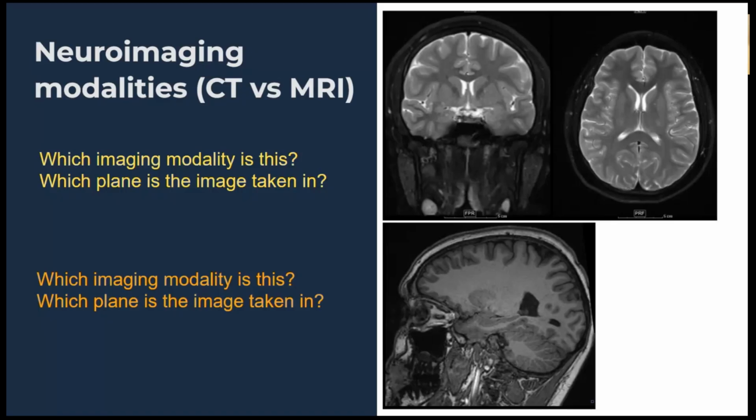And then the second image at the bottom of the screen is a sagittal T1 weighted MRI. That's because you can see that the fluid's quite dark, the fat is white, and then with the grey and white matter, the grey matter, which is on the outside of the brain, is dark, and the white matter, which is on the inside of the brain, is bright.